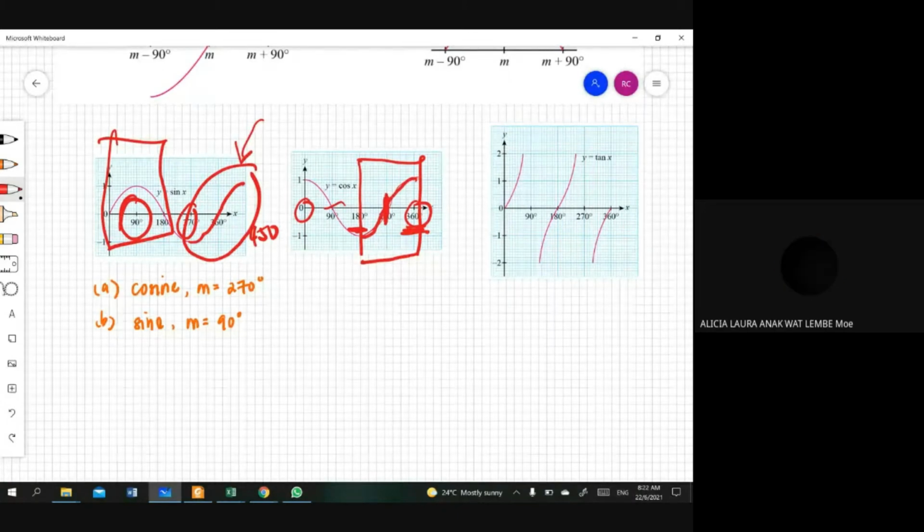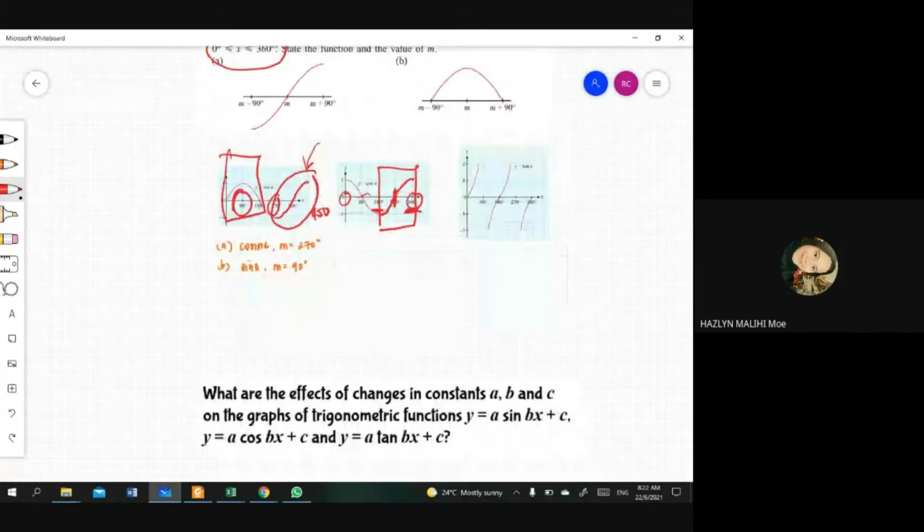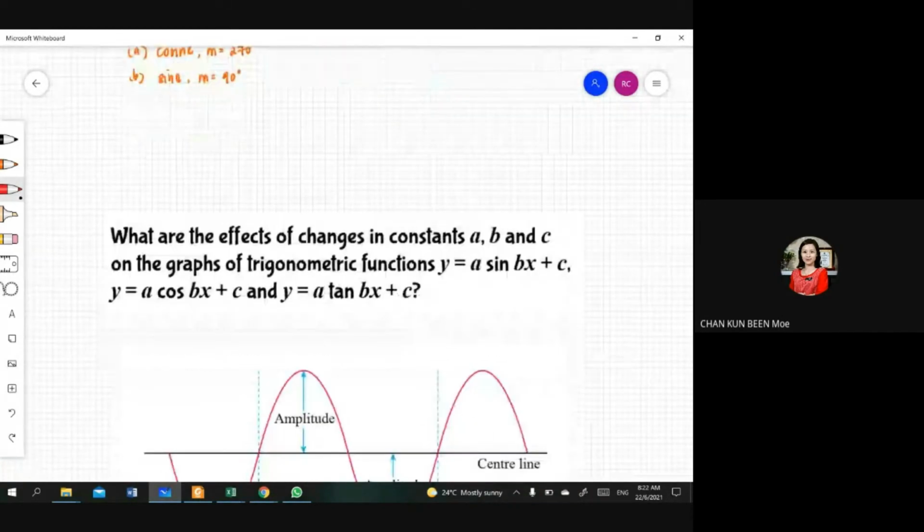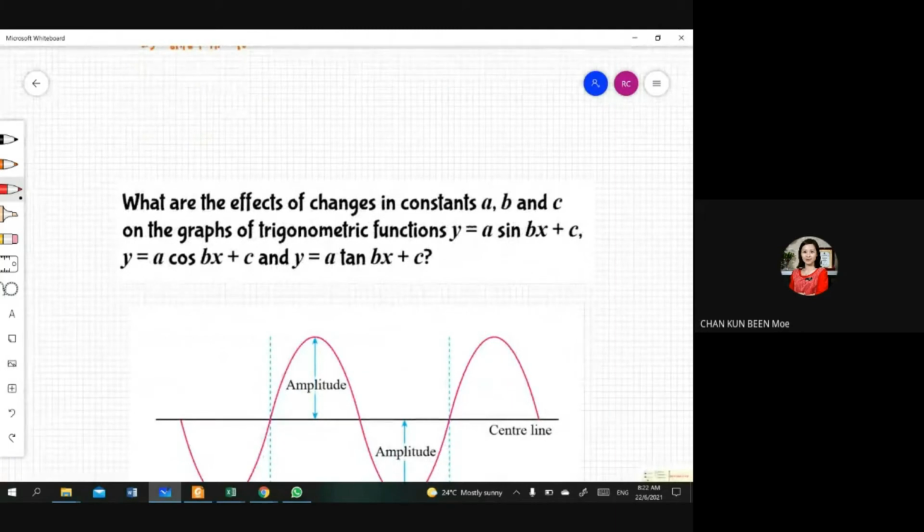No questions. Now you can repeat. Okay, so today we are going to look at the effect of changes in constants a, b, and c on the graph of trigonometric functions: y equal to a sine bx plus c, y equal to a cos bx plus c, and y equal to a tan bx plus c.